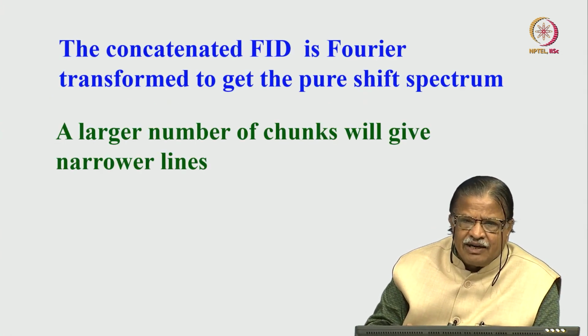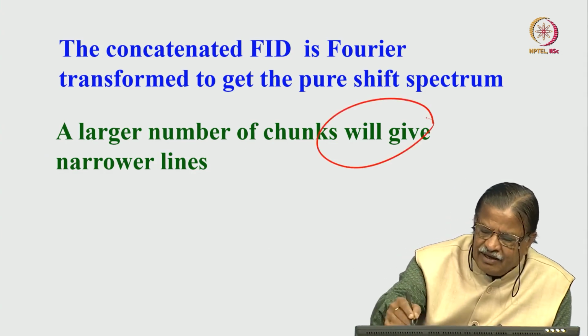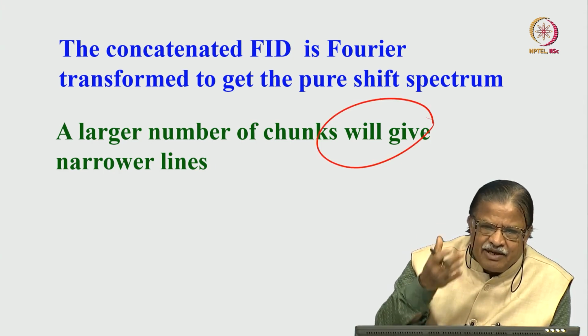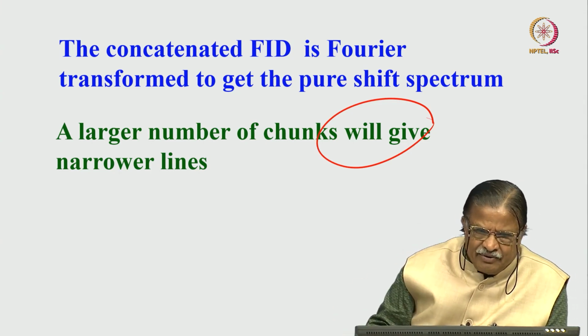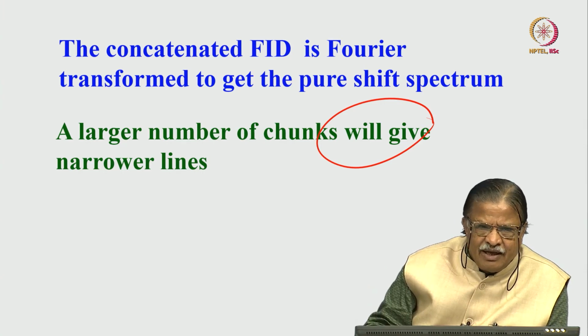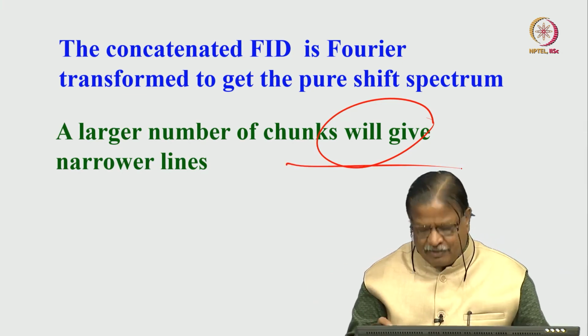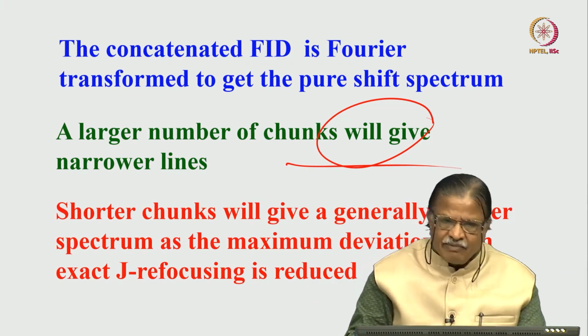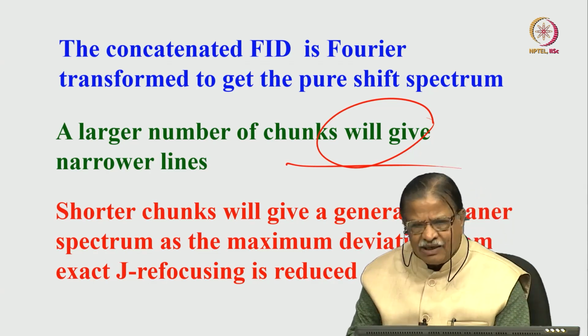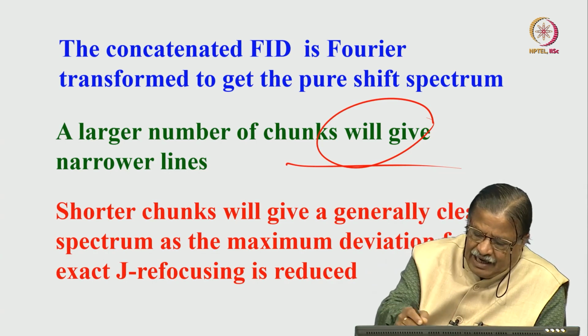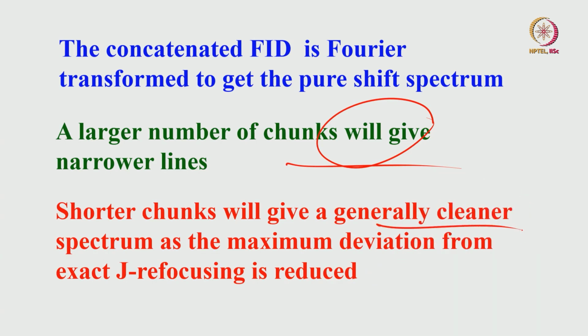So you concatenate the FIDs, Fourier transform, and you get a pure shift spectrum. If you take a large number of such chunks, of course large does not mean a big number, about 20, 30 or 40 chunks is more than sufficient. Beyond that the FID would have died down. Even 30, 32 is very difficult to get. But if you take that many chunks you get narrow peaks. If you have a smaller number of chunks you get broad peaks. So narrow lines will come if you have a large number of chunks. Chunk size also matters: shorter chunks will generate a cleaner spectrum, as the maximum deviation from the exact J coupling is reduced. There won't be much deviation.